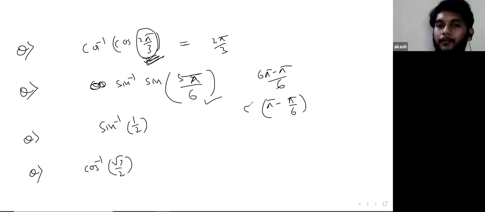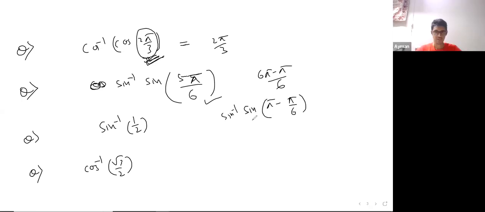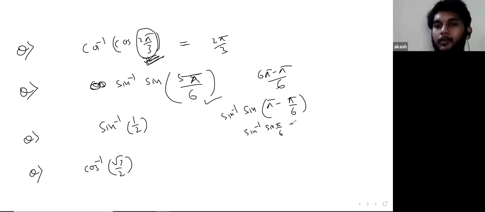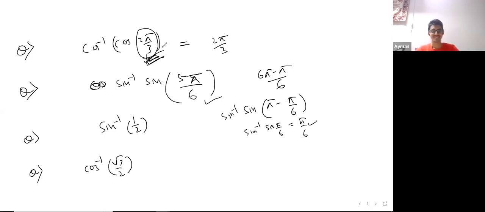Absolutely right. And then sine inverse of sine theta. So it will be the sine of pi minus theta property. So it will be just sine inverse sine theta, which will be theta. Theta is pi by 6. Absolutely right. So this question you are doing perfectly fine, but at 2 pi by 3, you are facing issues. So please note it down.